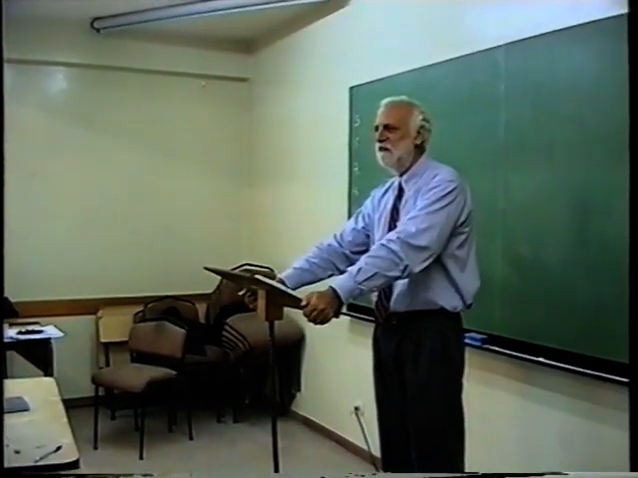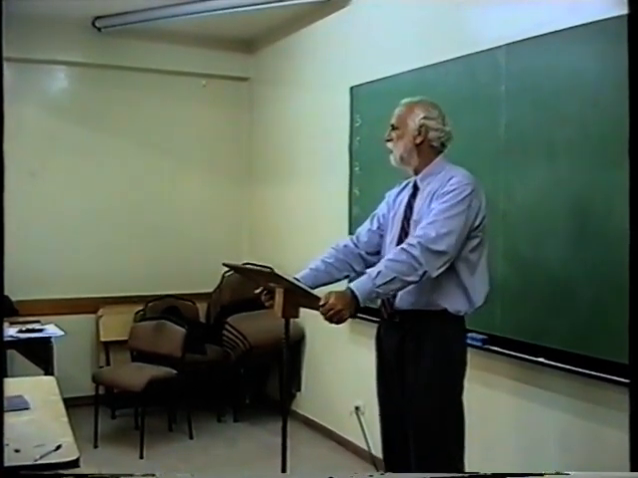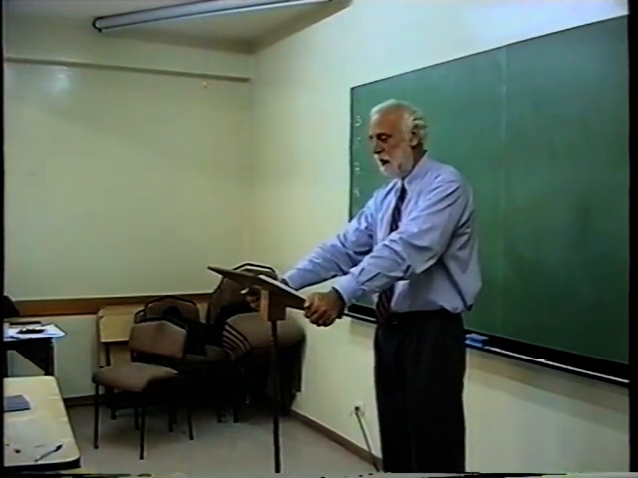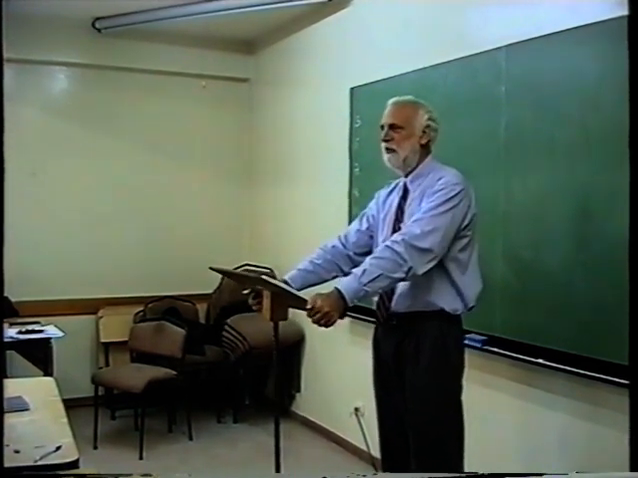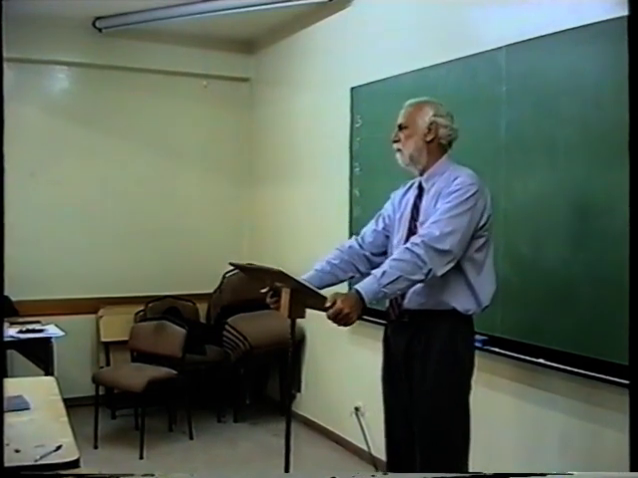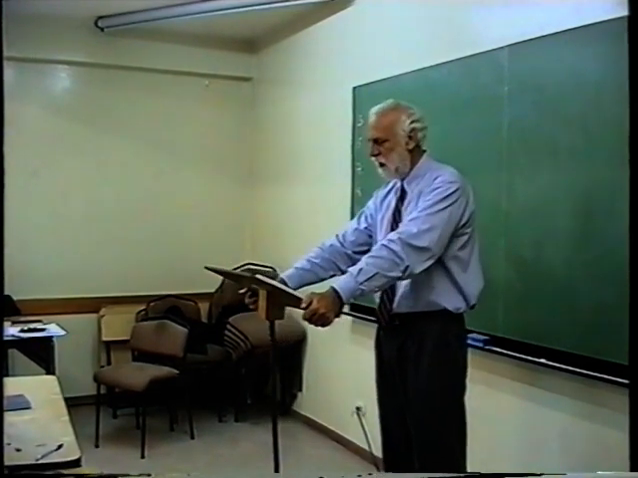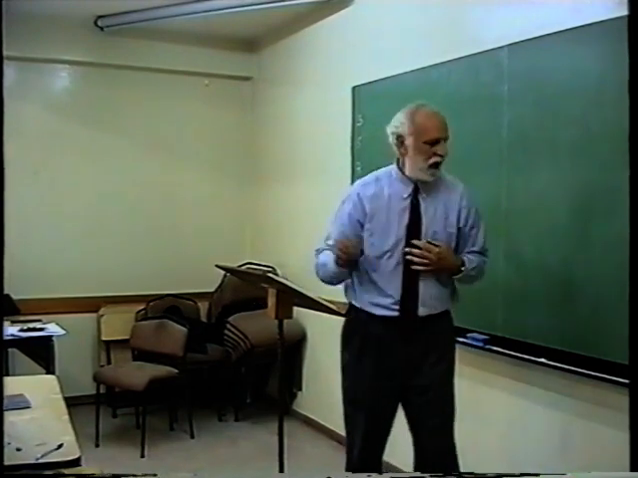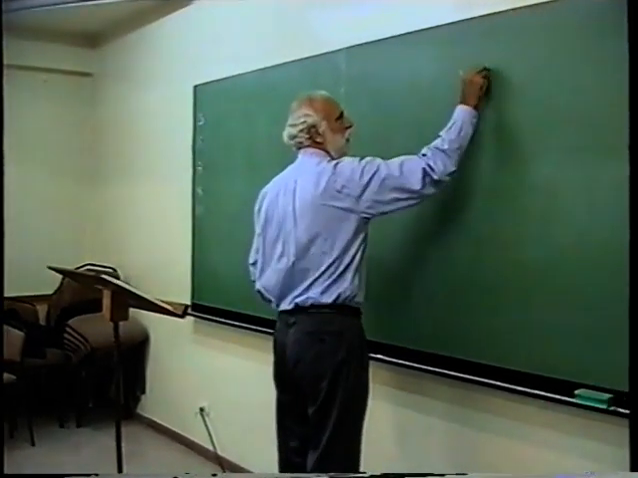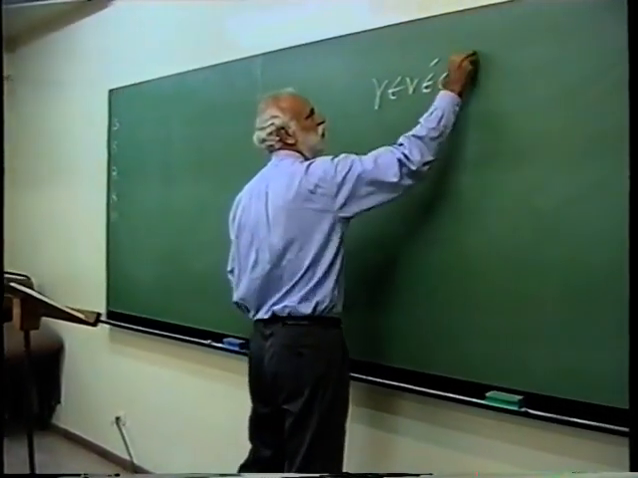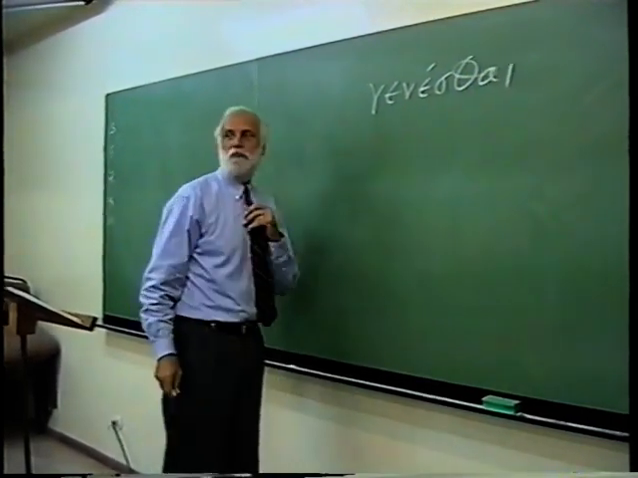Autois. To them, or you could even just say he gave them. Either way in English would work. Please translate exousian. What did he give them? Authority. Now, let's go to genesthai. Let's see if we can parse the infinitive.